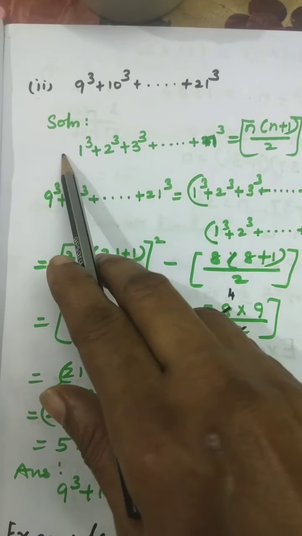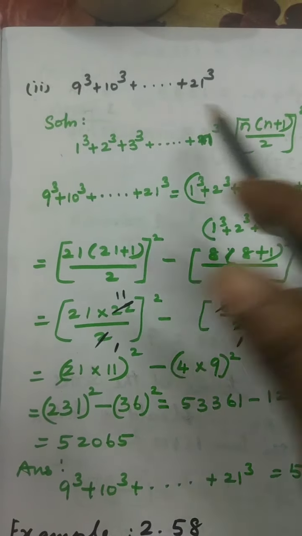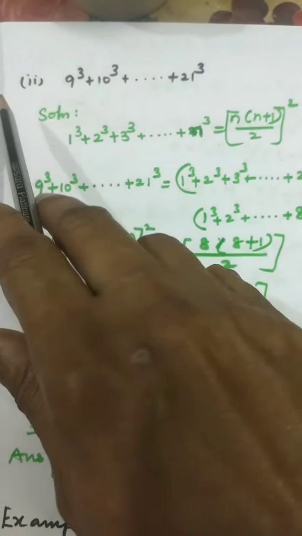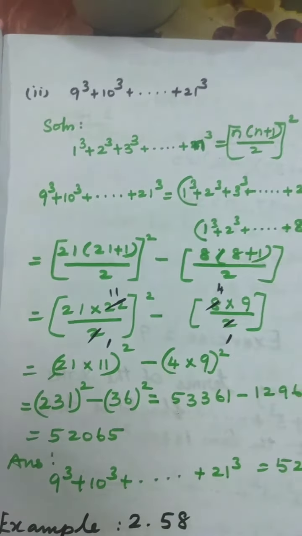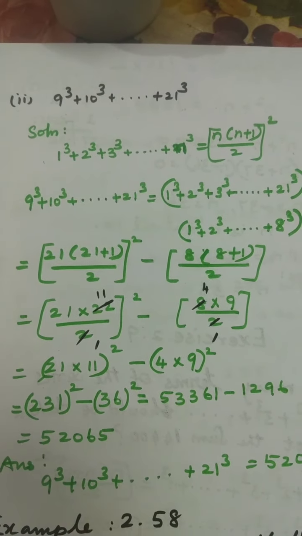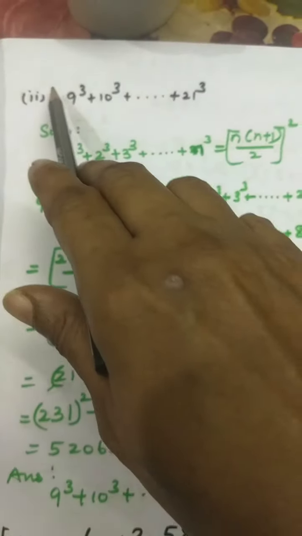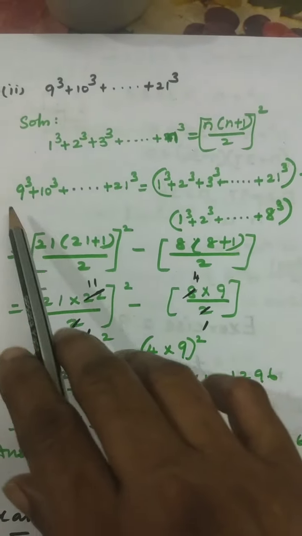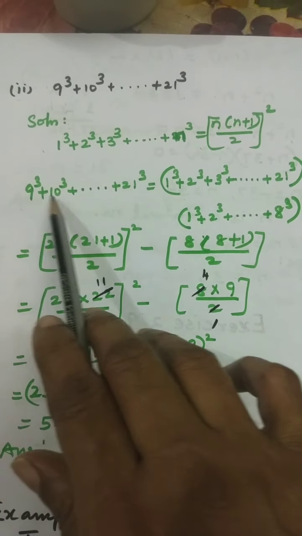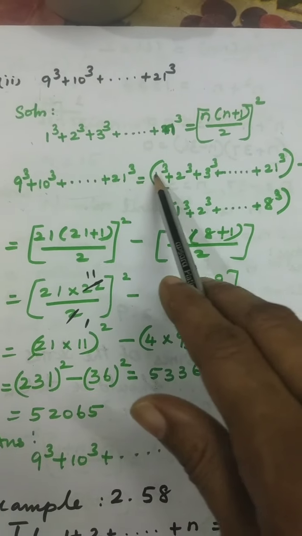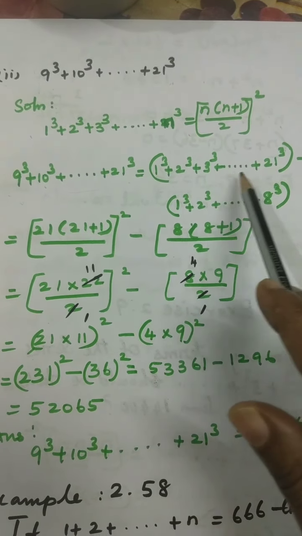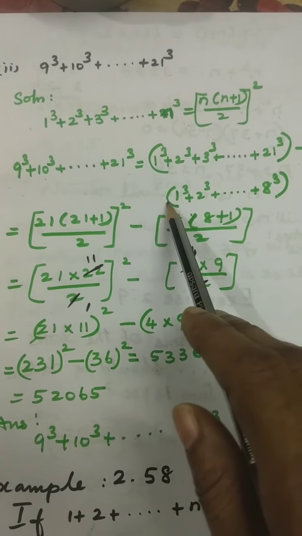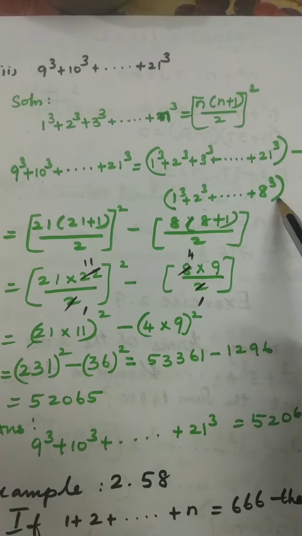Here also we have 1 to n cube only the formula. Here they are given from 9 to 21 cube. So first you have to find 1 to 21, the sum of 1 cube to 21 cube, minus, we don't want up to 8 cube, we don't want. So 1 to 8 minus 1 to 8. Okay. Then you change this to 9 cube plus 10 cube plus and so on plus 21 cube is equal to 1 cube plus 2 cube plus 3 cube plus and so on plus 21 cube minus 1 cube plus 2 cube plus and so on plus 8 cube.